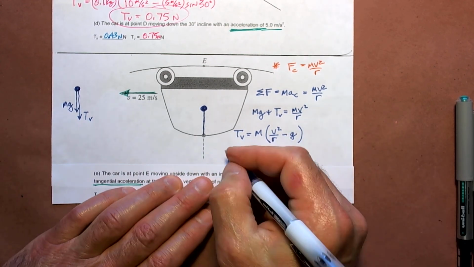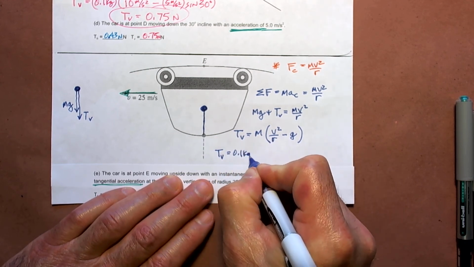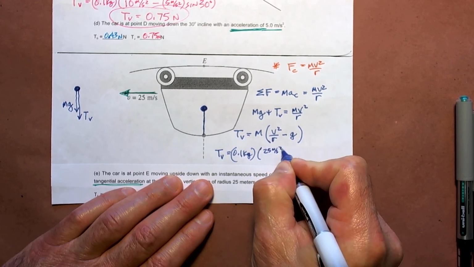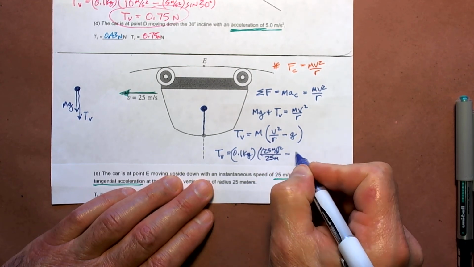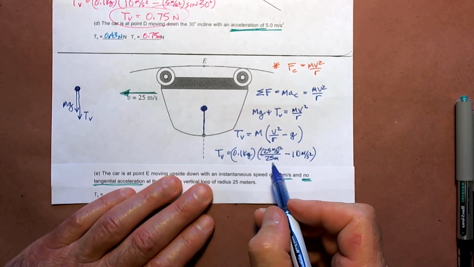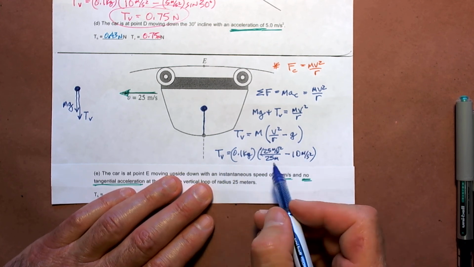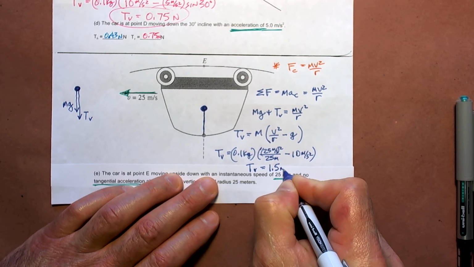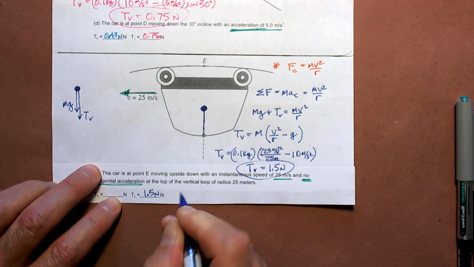Okay. Let's go ahead and plug and chug in here. We get TV equals 0.1 kilograms times, I'm just going to leave it as 25 meters per second squared over 25 meters minus 10 meters per second squared. Well, 25 squared over 25 is just 25. Minus 10 is 15. 0.1 times 15 is 1.5, so that TV equals 1.5 newtons. So we can plug that in here as 1.5 newtons.